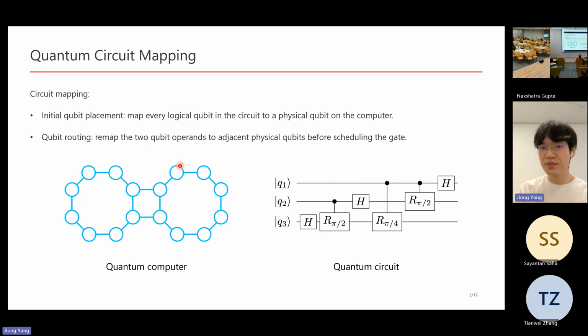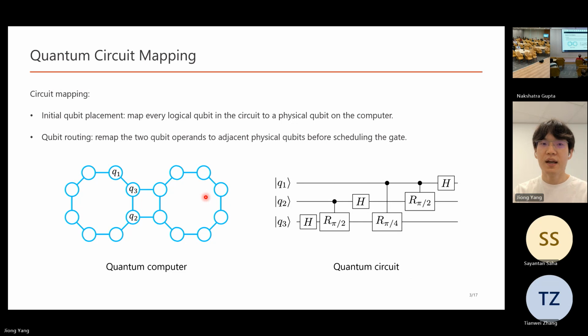Suppose we want to use the quantum computer on the left to execute the quantum circuit on the right. To achieve this, a circuit mapping procedure must be performed by a quantum compiler. The circuit mapping consists of two steps. The first is initial qubit placement. The second step is qubit routing. During the initial qubit placement, the compiler maps every logical qubit in the circuit to a physical qubit on the computer. For example, we can map the three logical qubits Q1, Q2, Q3 as shown in the left figure.